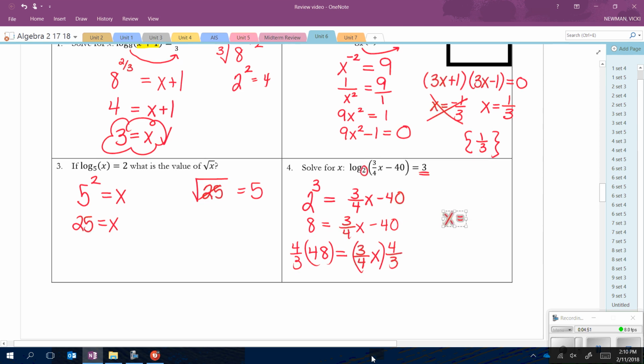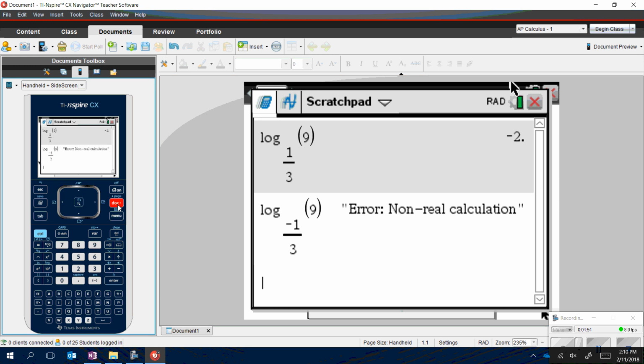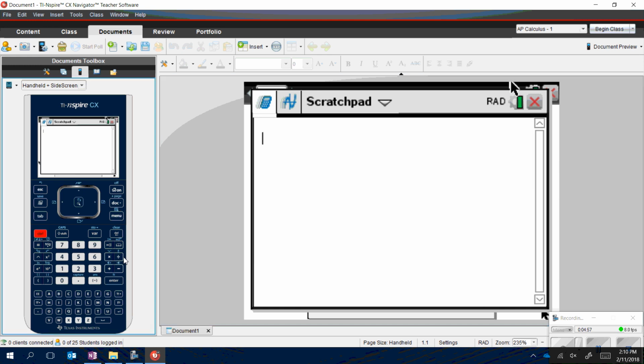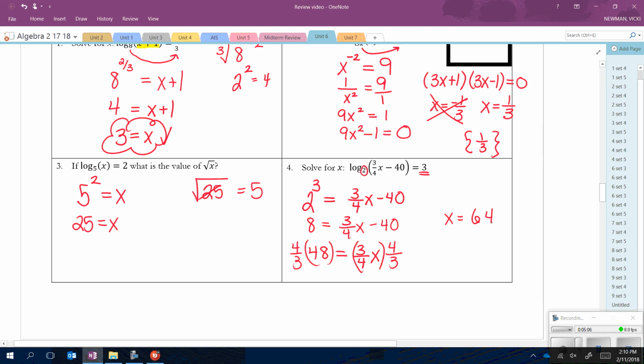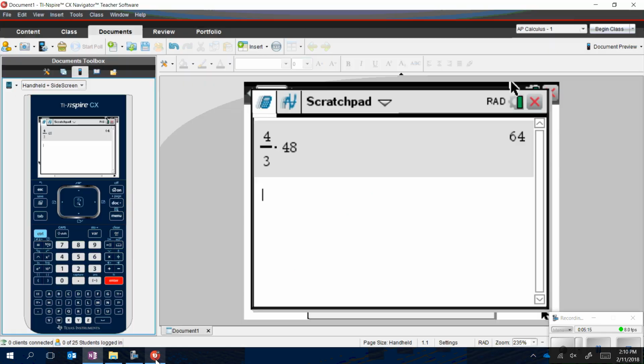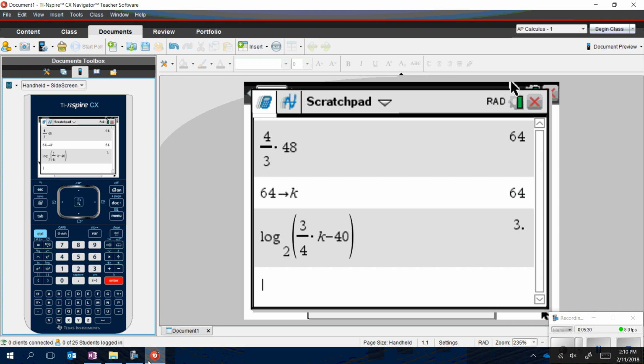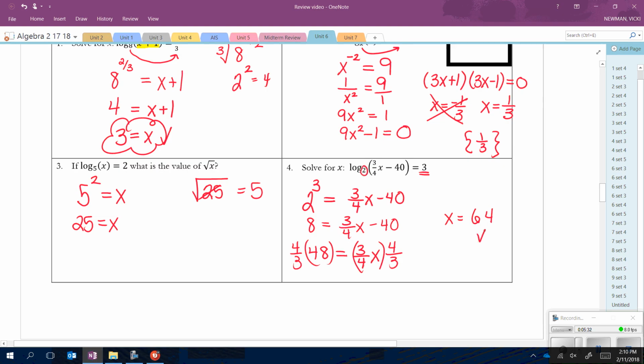We get a value for x, so 4/3 times 48 is 64. Now we have to check it. So I'm actually going to store 64 for k. Log base 2 of 3/4 k minus 40. Okay. So I'm going to store that for k. Log base 2 of 3/4 k minus 40 is 3. Yeah, it works. So check, and we can move on.